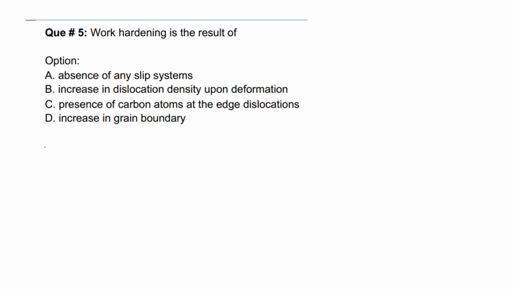Then, what about the fifth question? What do you mean by work hardening actually? Increment of strength with deformation. Okay. So which option will be here? Absence of any slip system, or increase in dislocation density. Nice, increase in dislocation density. Option B. Option B, that is the correct answer.